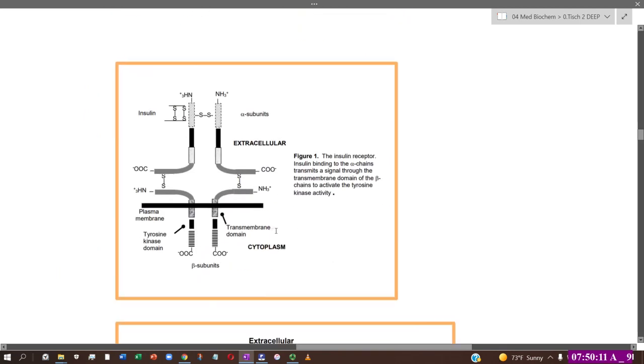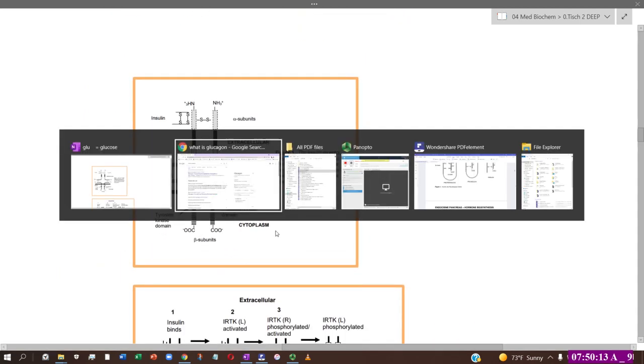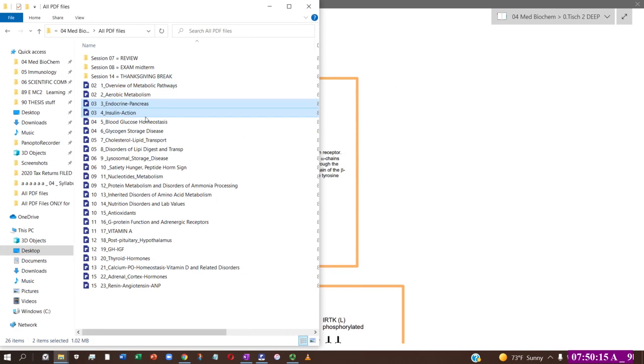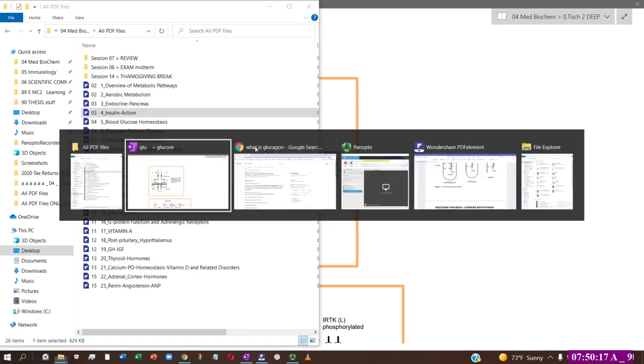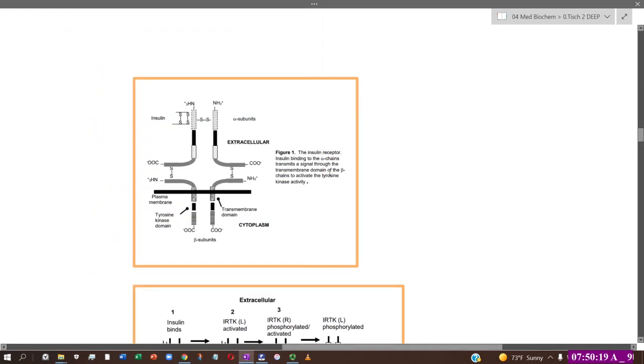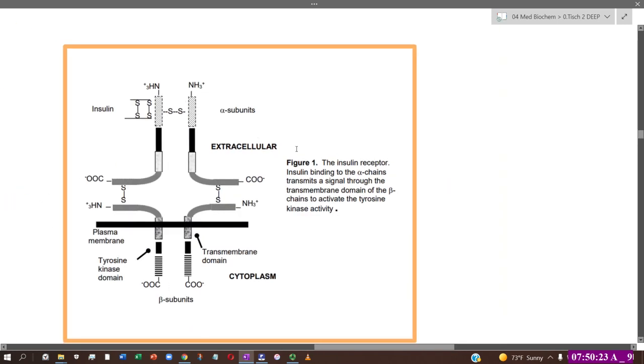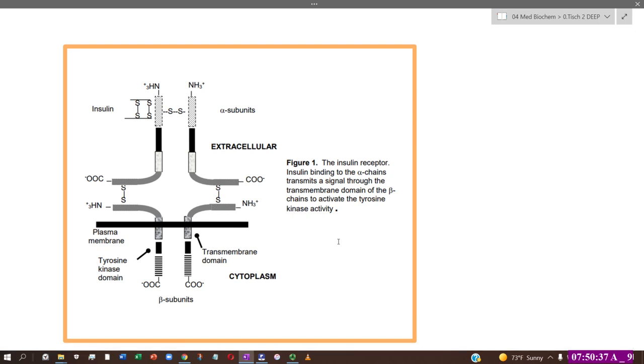So now we have the next topic, which is insulin action. Figure 1 is the insulin receptor. Okay, cool. That's pretty nice. So on the top is outside of the cell, and then here is inside of the cell, and all of this I'll put together in one cell model to better make sense of it.